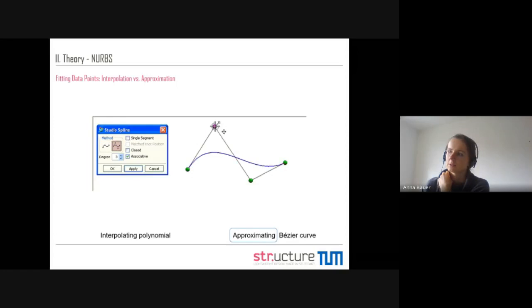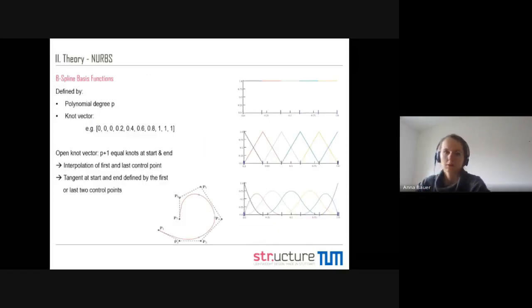And this is why we go a little deeper into NURBS and B-splines, which is the basis of Rhino especially. And you maybe already noticed that you can define some curves also in Rhino or Grasshopper. And for that, you need a polynomial degree. So the polynomial degree of the curve, a knot vector, which is also available in Grasshopper and Rhino.